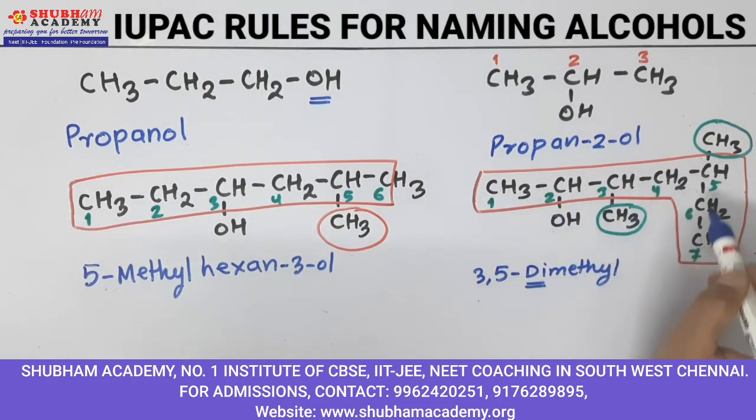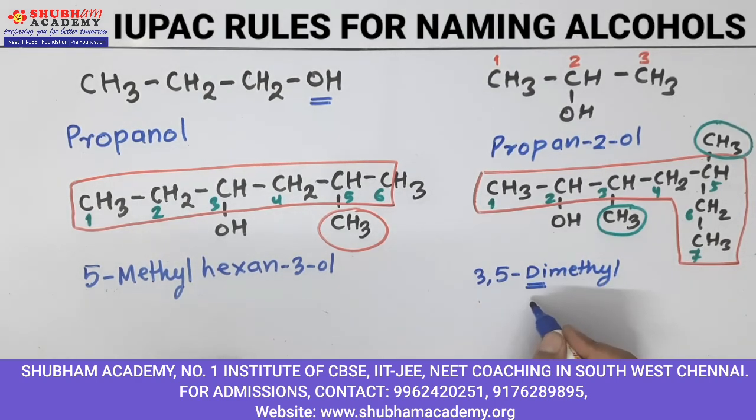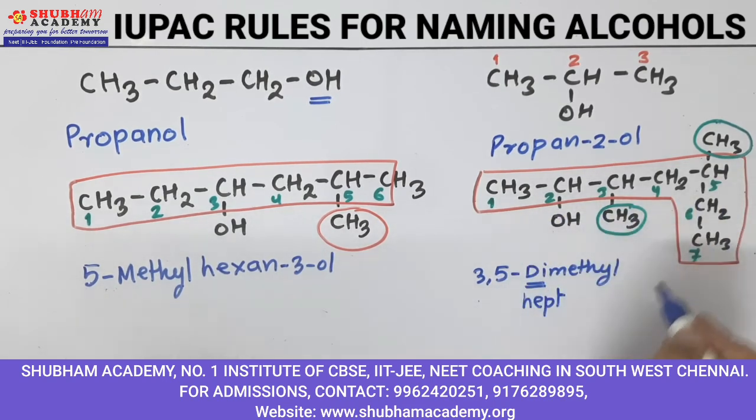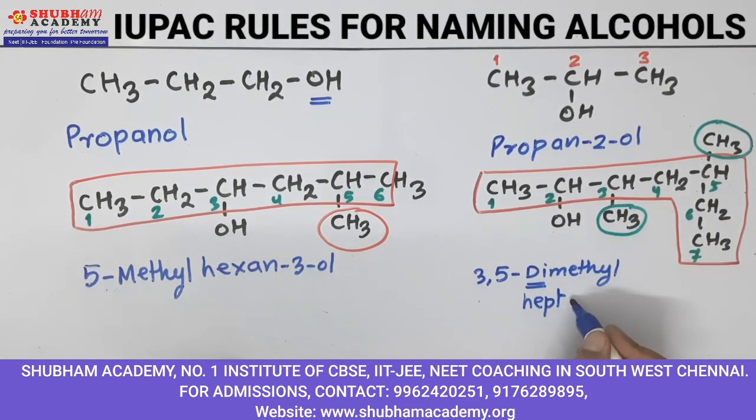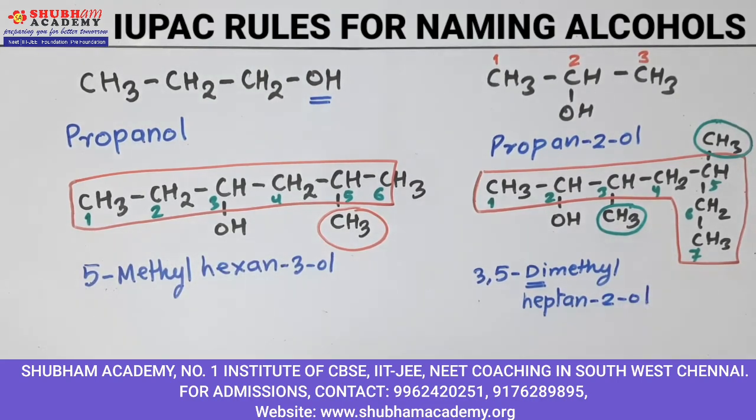How many carbon atoms in the word root? 7. So for 7 carbon atoms, the word root is hept. You have a single bond between all the carbon atoms, so primary suffix ane, and secondary suffix ol on the second carbon. So 2-ol. So the complete name is 3,5-dimethyl heptane 2-ol. I hope you have understood this alcohol topic.